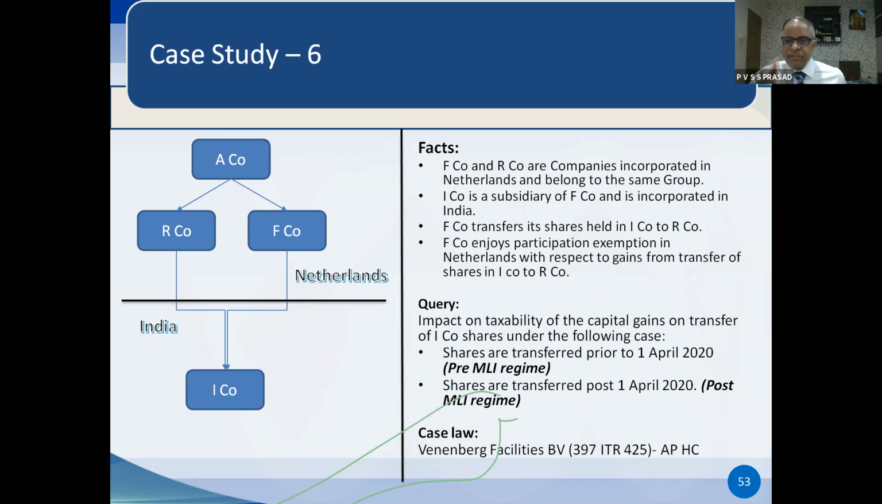This article continues in the tax treaty of Netherlands. Though the principal purpose test is there, this would fall under the exception, that is the carve out of the principal purpose test, and PPT will not have an application here.